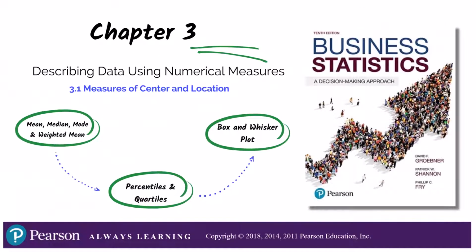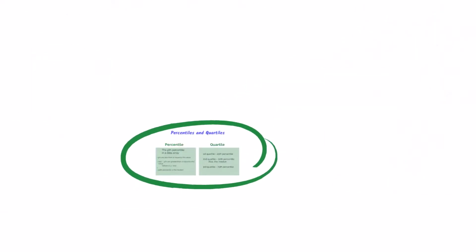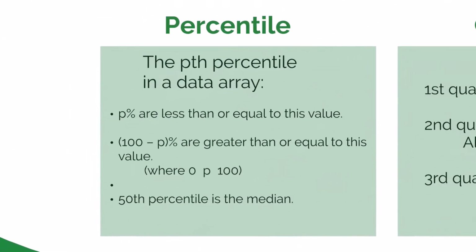So let's jump into our next topic, which is percentiles and quartiles. When we're working with percentiles, it is essentially providing you the location of data where if we list P%, these are the values that are less than or equal to this value. Whereas if we do 100 minus P%, this is the data that's greater than or equal to this value. So note that our median is at the 50th percentile, so it's right in the middle.